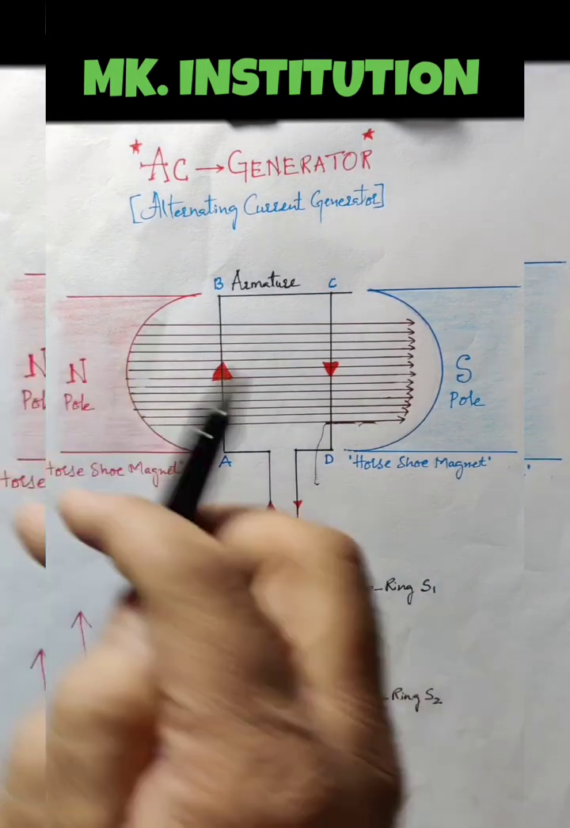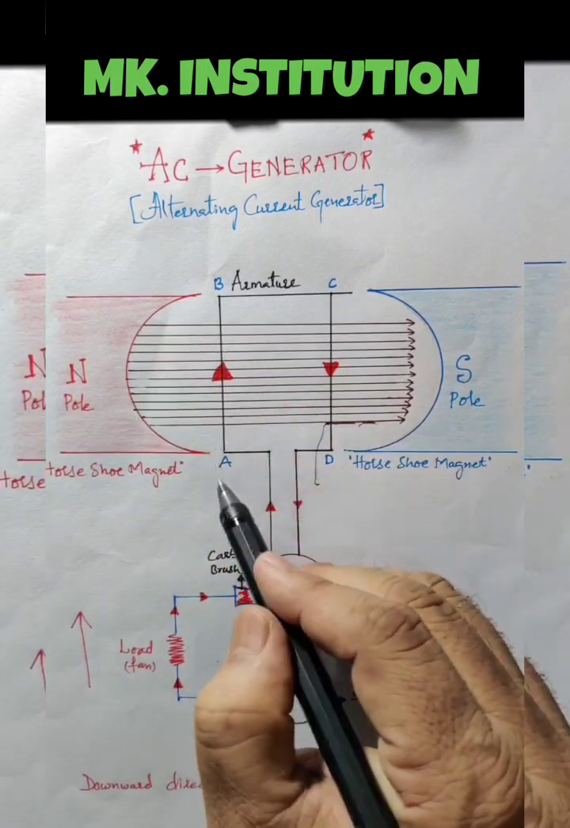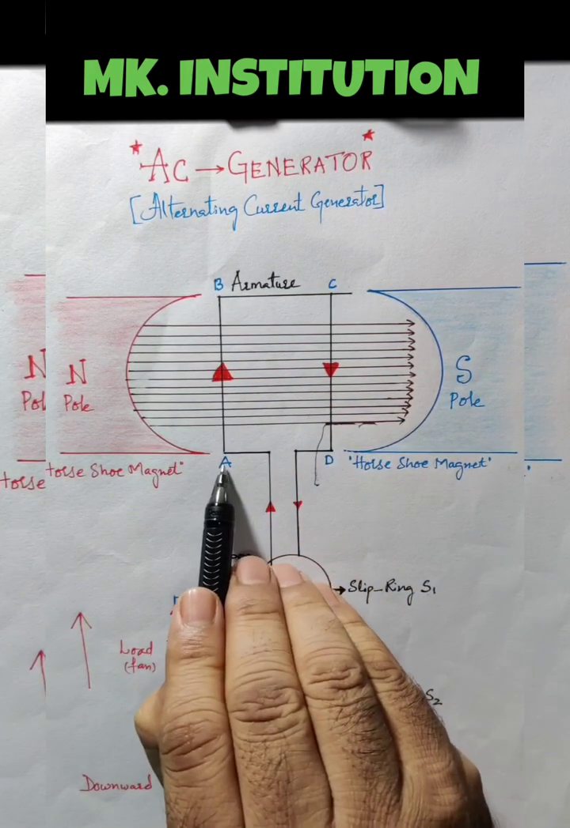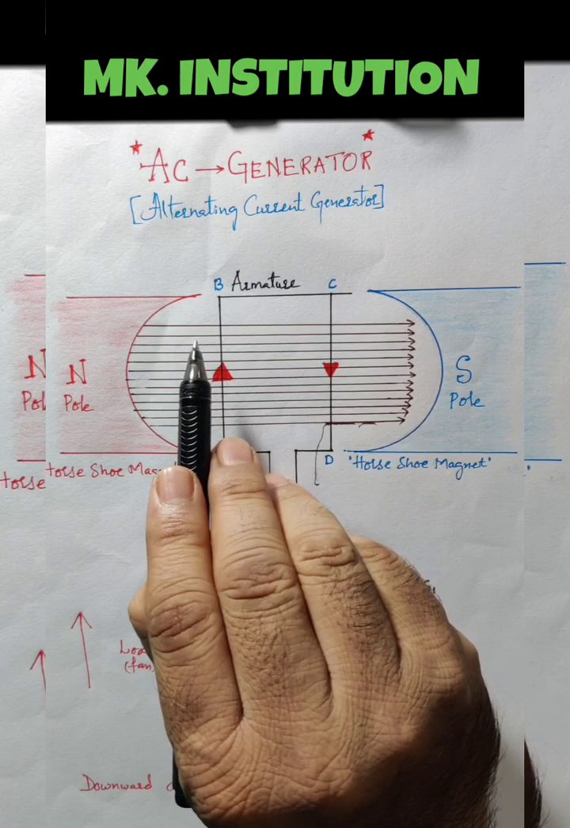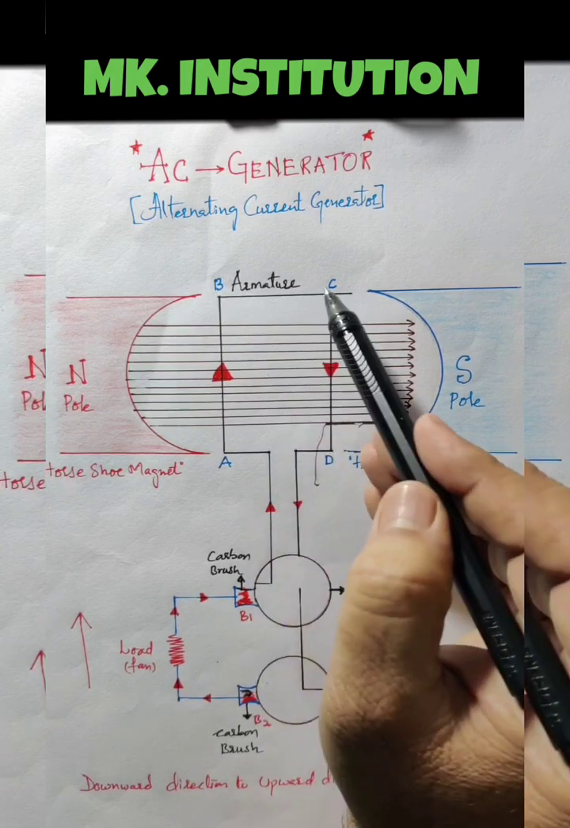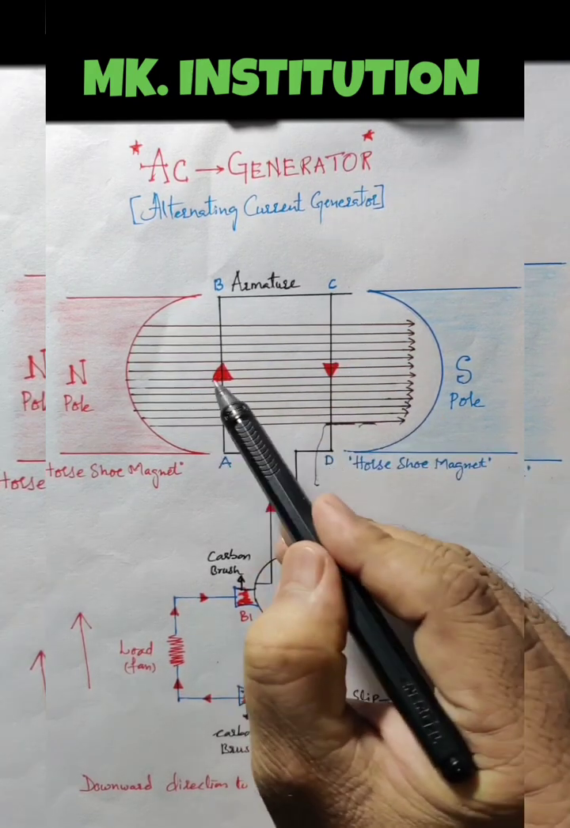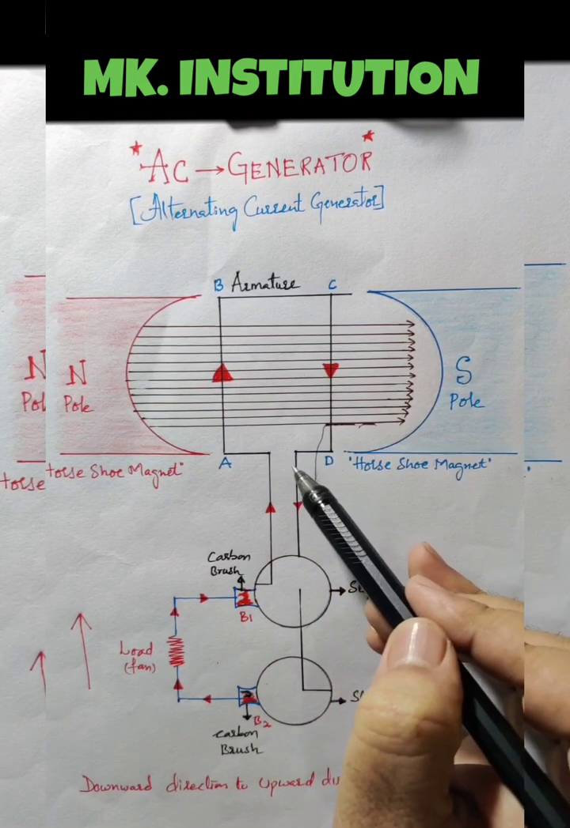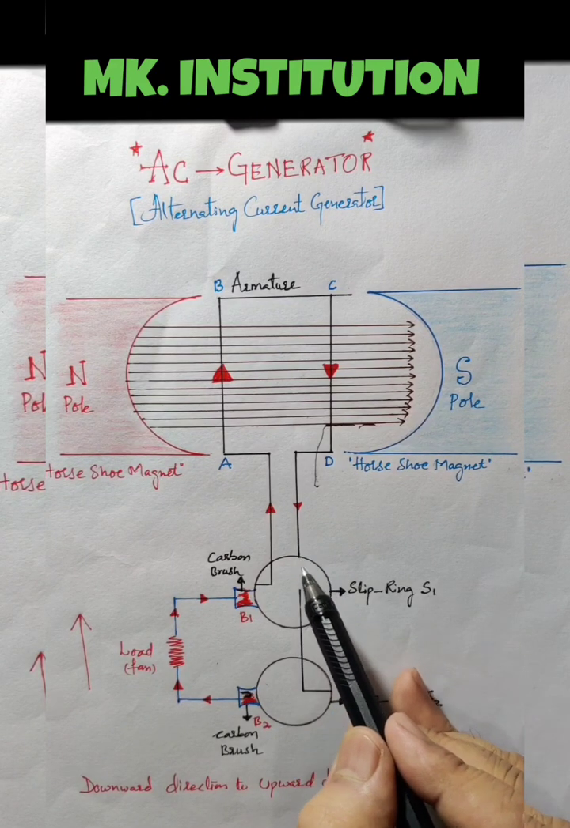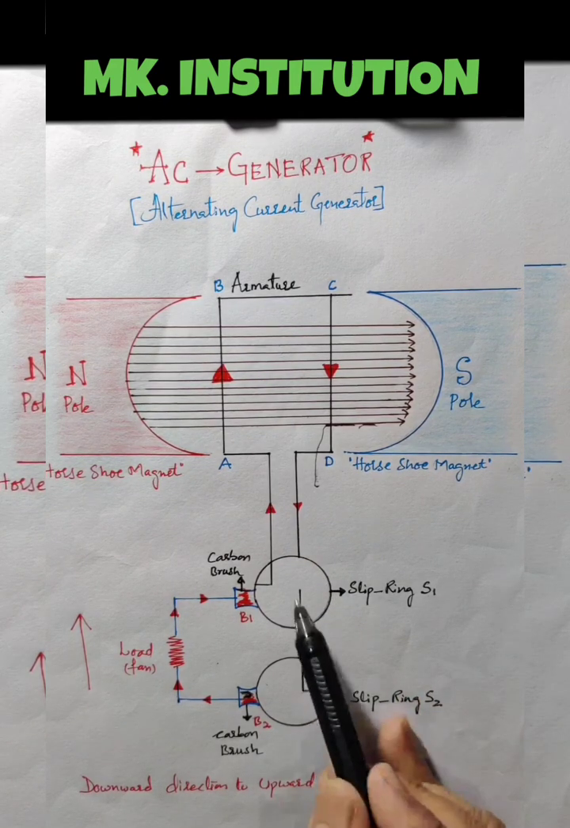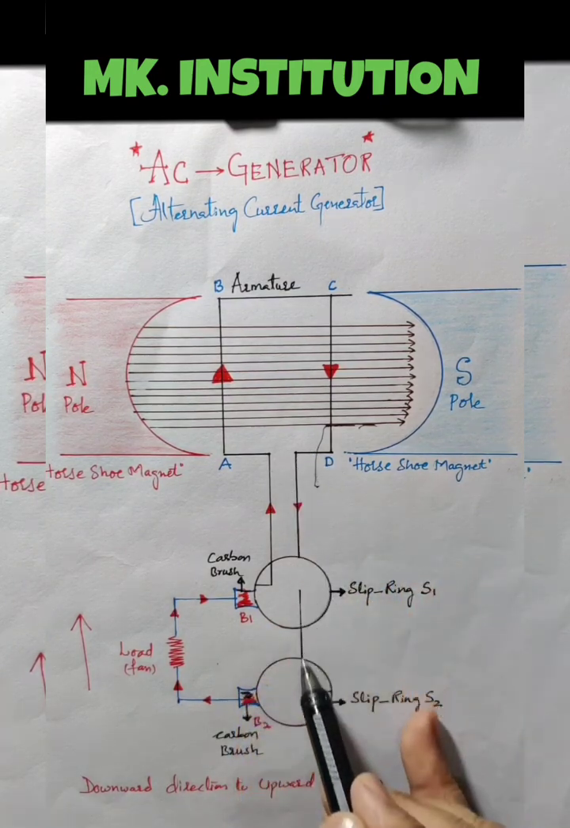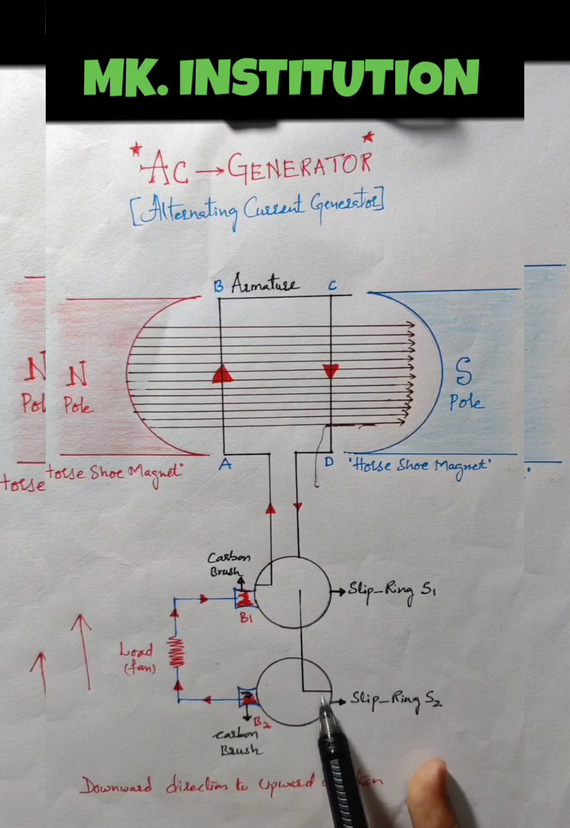Clear? So imagine how the current is moving from A to B. When the force is going back, the current is moving like this from A to B, from B to C, from C to D. See this arrow mark, how it is moving here. From D it comes directly to slip ring 2. This wire directly touches slip 2. It does not touch slip 1. So the construction is like that. Directly the current slowly moves to slip 2, and from slip 2 to B2.